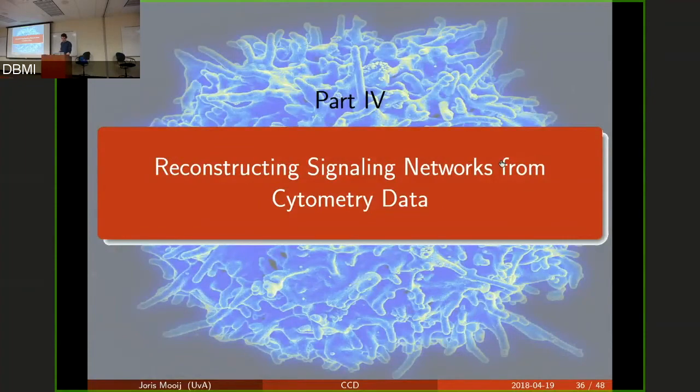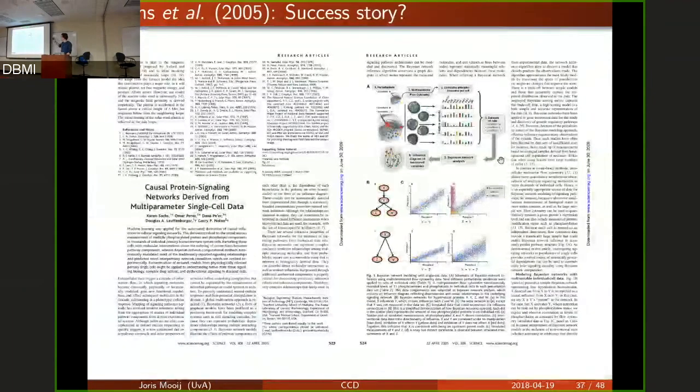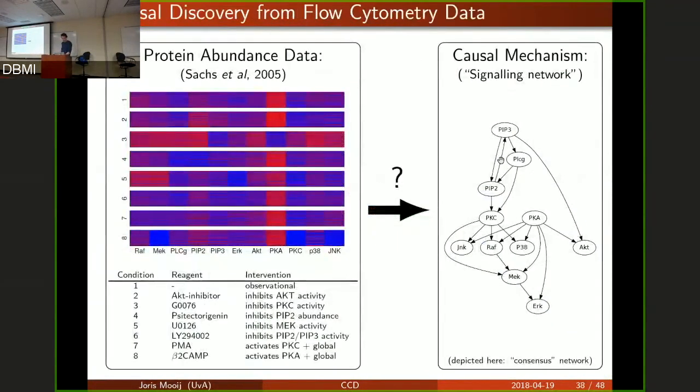Yes, cytometry data. So, the work by Kemmeren, Sachs and others, the 2005 Science breakthrough paper. This is flow cytometry data. There are different experimental conditions, here illustrated vertically. They measured 11 phosphorylated proteins in single cells of the human immune system. They added different reagents in the different experimental conditions, with some known effects. And the task is, combining this data and this background knowledge, can we reconstruct the signaling network?